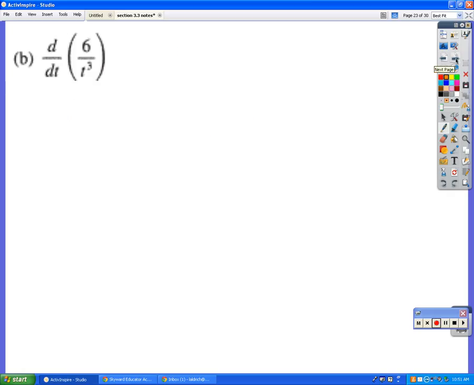How about the derivative of 6 over t cubed? We're going to rewrite this as 6t to the negative 3. So that's, which we could also write as, okay? What is d over dt? You're going to have to eventually. So I'm just trying to review with you the negative exponent rule so you can get easy with that.